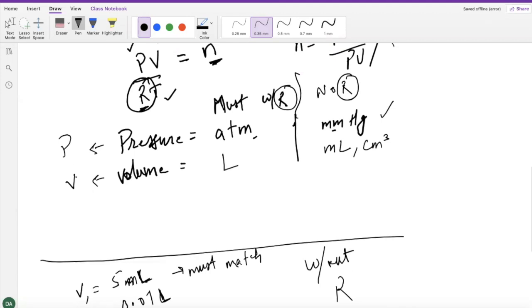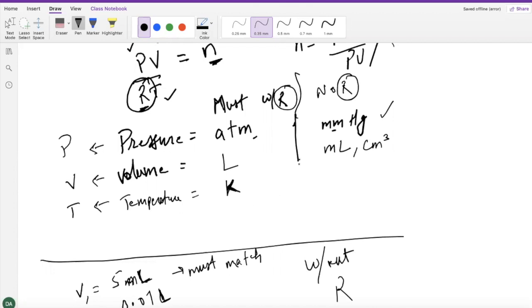All right, now guys, PV and then T. What does T stand for? Temperature. Now guys, for temperature, what unit do you expect here? It's not Celsius. It's Kelvin. So we must use Kelvin, guys.